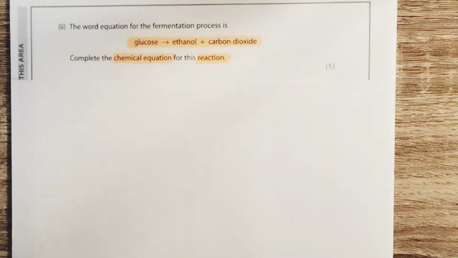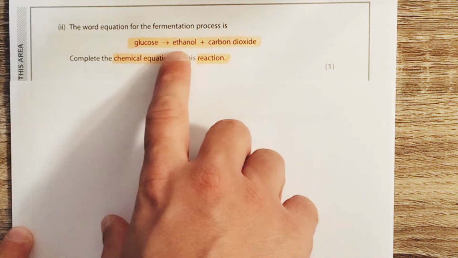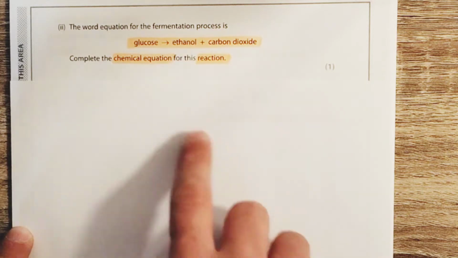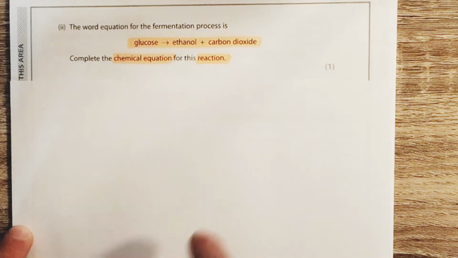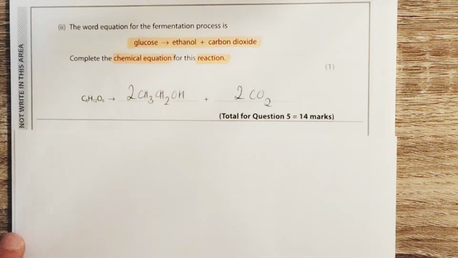And this final part of the question is looking at the fermentation process in more detail. Word equation, glucose being converted to ethanol and carbon dioxide. We're being asked to write a chemical equation, a balanced symbol equation for that reaction. First thing to get right is the formulae.